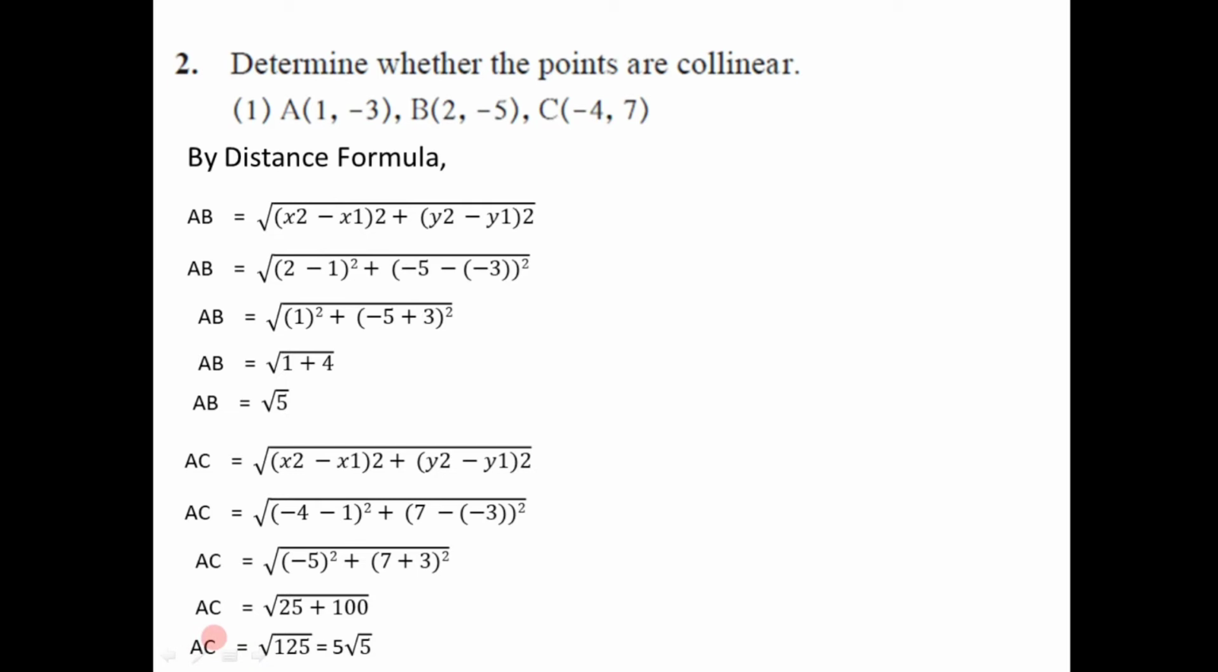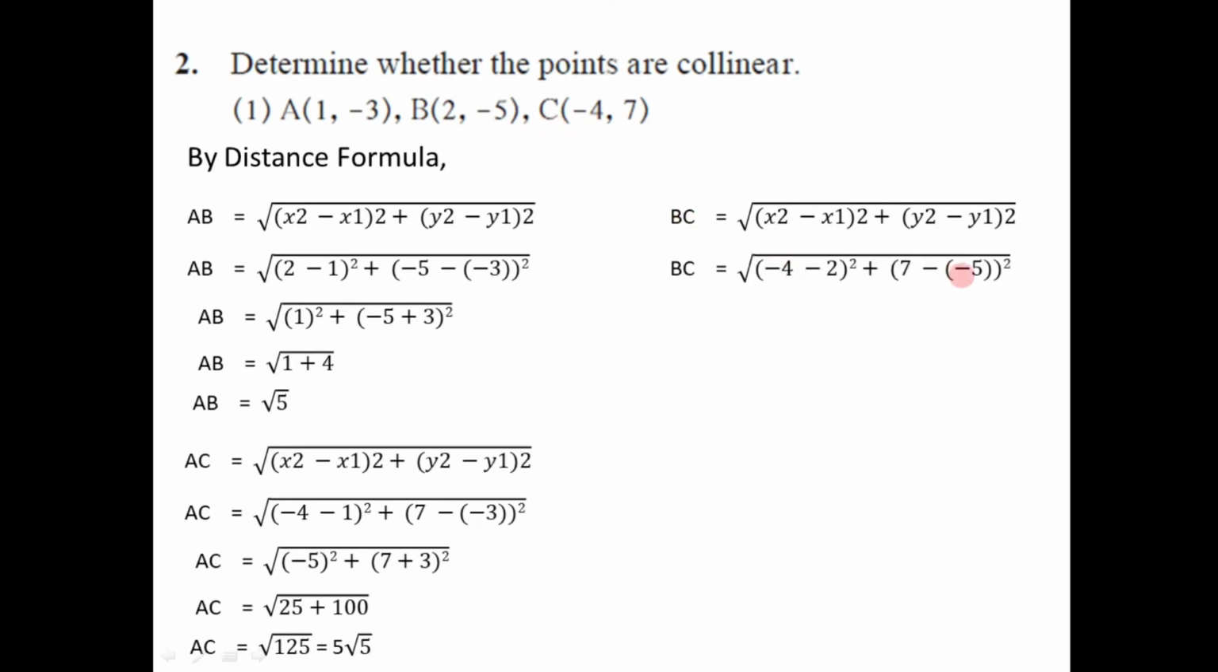So this is the length of segment AC, 5 root 5 units. In the same way we can find the last length BC having the same formula, (x2 minus x1) whole square plus (y2 minus y1) whole square. This time coordinates of B are x1, y1 and coordinates of C are x2, y2. So if we replace here we get (x2 minus x1), that is (minus 4 minus 2) whole square, plus (y2 minus y1), that is (7 minus minus 5) whole square.